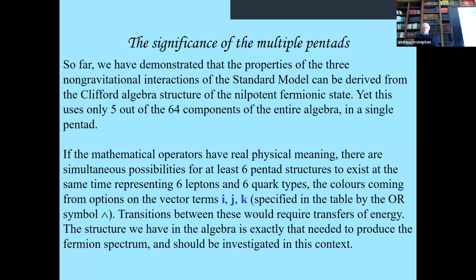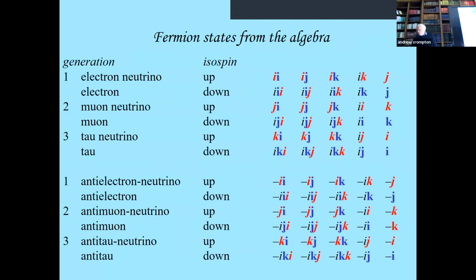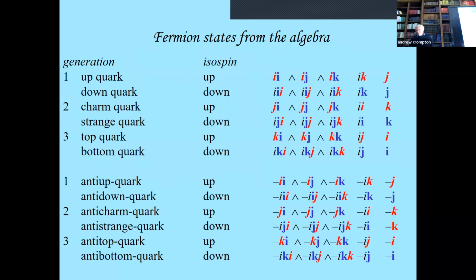But I've done the full details for the final paper. Now, I want to say something about the significance of multiple pentads. Why have we got so many of these? Well, we've got a lot of particles, haven't we? So if you've got one state, then you're thinking there must be many simultaneous other types of states which could exist with the others. And if you look at these, you've got something that looks like the six fermion states. And that one is the quark states, because I've got an 'or' between the first two terms and the second and third term.